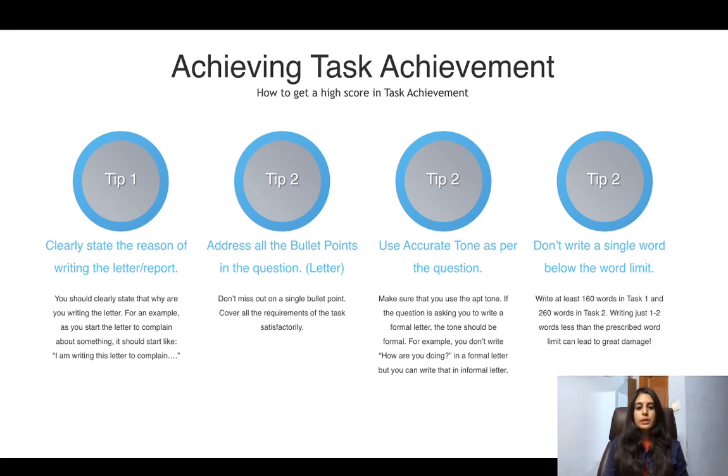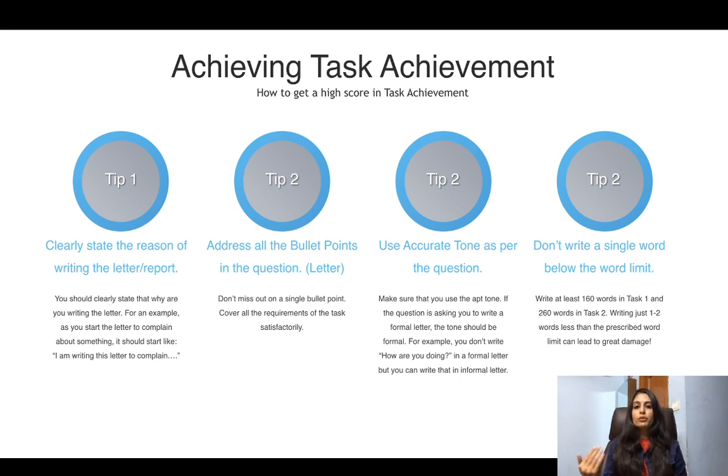The third tip is to use accurate tone as per the question. So in the beginning, while I was explaining what task 1 is all about in the general training test, I mentioned that there are 3 types of letters. That were formal, informal and semi-formal. So depending upon the question asked to you, you have to maintain accurate tone as per the question. So if the question is that you have to write a letter to a friend, then you would be writing the letter in an informal tone.